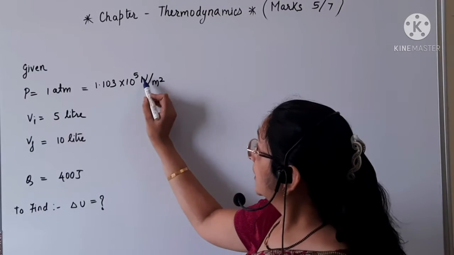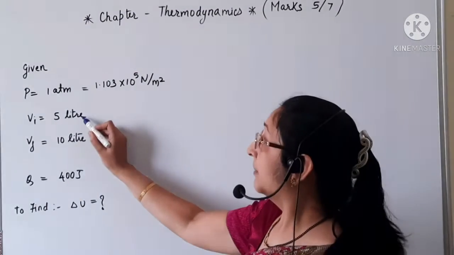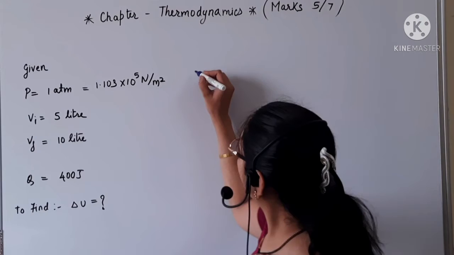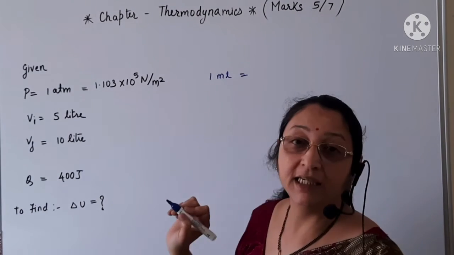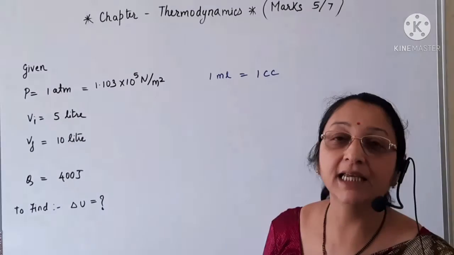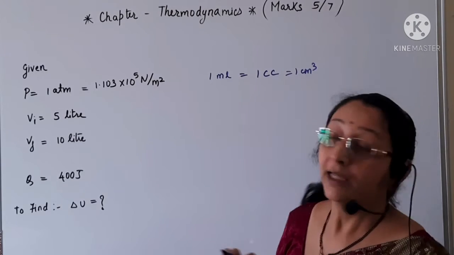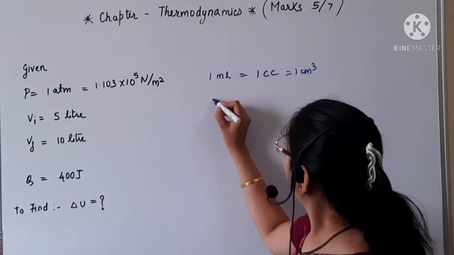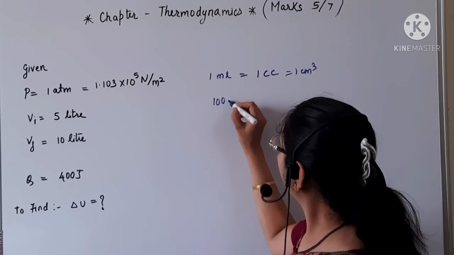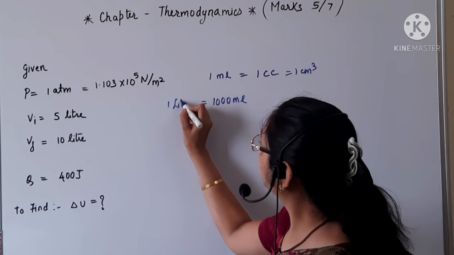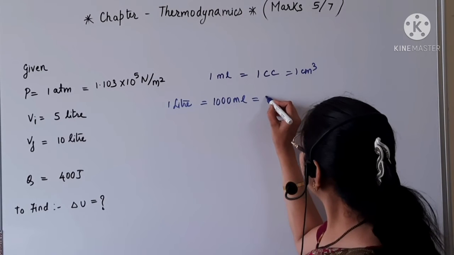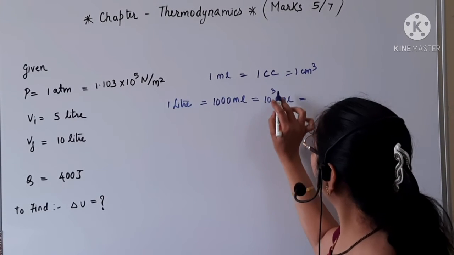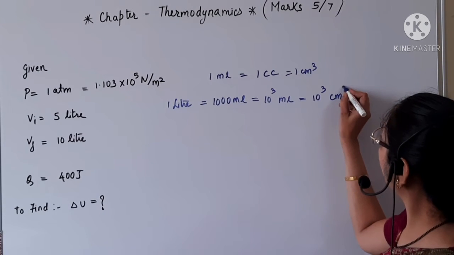So now this 1 atmosphere we have converted to Newton per meter square. But this liter, now we want to solve the problem in the SI system. Hence, we know that 1 ml, 1 milliliter, is equal to 1 cc, that is centimeter cube. Now I want to convert this liter into proper units, that is meter cube. So 1000 ml, that is 1 liter, is 10 to the power 3 ml, but 1 ml is 1 cc. So 10 to the power 3 ml is 10 to the power 3 centimeter cube.